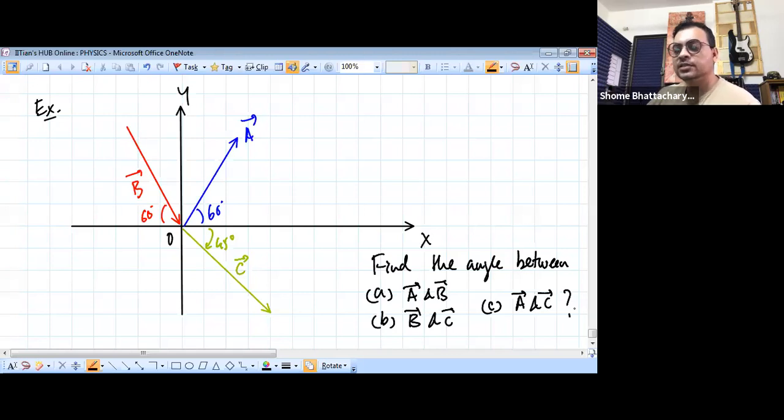Still looking for the correct answer. Pay a lot of attention to where the arrows are pointing. Yes, Krish, it's correct.